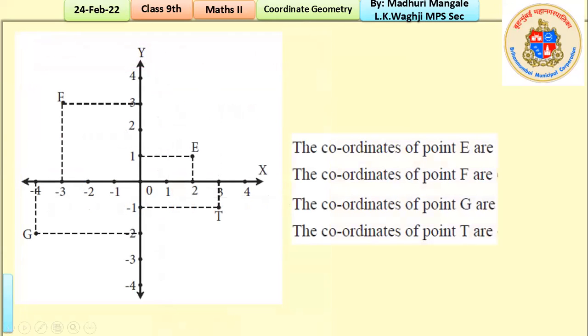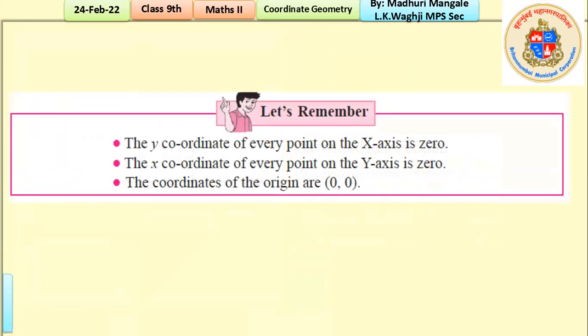Next, this is something we did yesterday as well, so I'm not going to go into much detail with that. Something to remember, the y coordinate of every point on the x-axis is always 0, and the x coordinate of every point on the y-axis is 0, right? So I'll give you the standard form, the generalization to this.